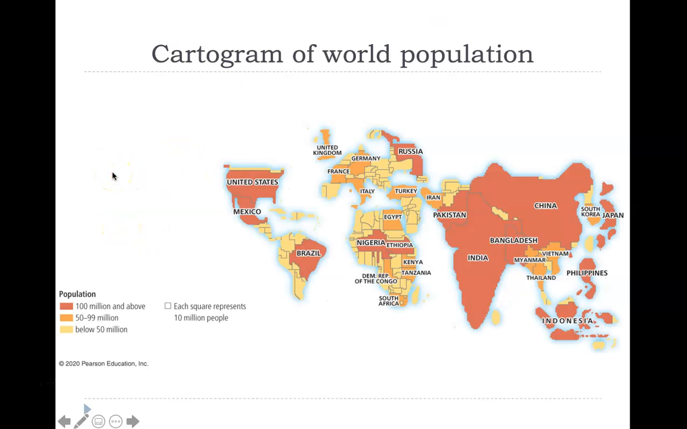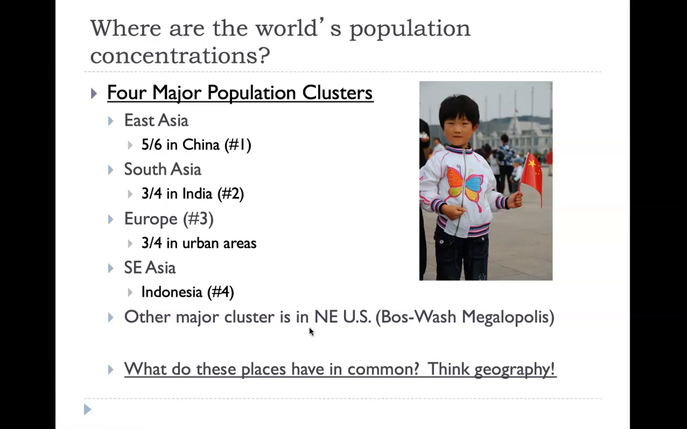All right, so there's a cartogram of the world. Again, cartograms are based on size of whatever we're counting, not on size of land. So you see that Canada is very small right in here, but you see India and China and Japan and Indonesia are very big. All right, our four major population clusters. The first one is East Asia. When you think East Asia, you need to think China with its 1.3 billion people.